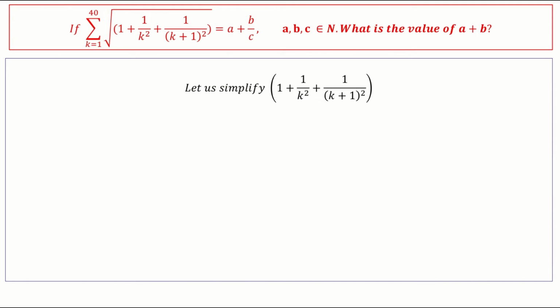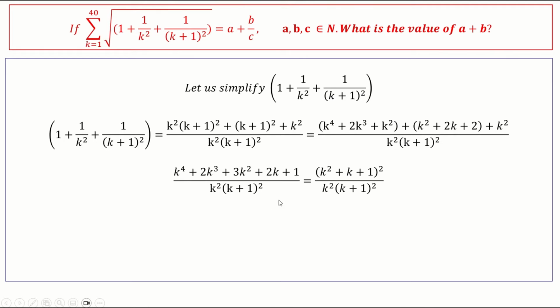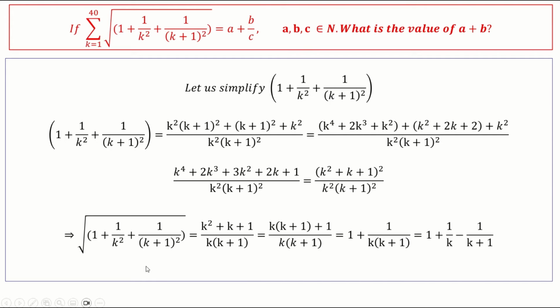Okay, so let's simplify this. This is equal to, you take LCM and this is the value and you expand it. Okay, after expansion it is very simple. This is nothing but k square plus k plus 1 whole square. Okay, so square root of this one is k square plus k plus 1 by k plus 1. The squares will go off.